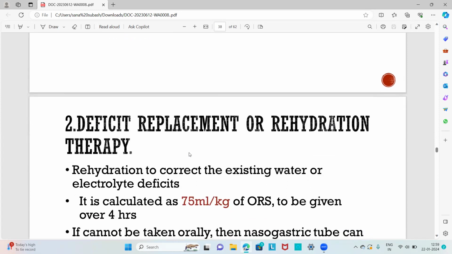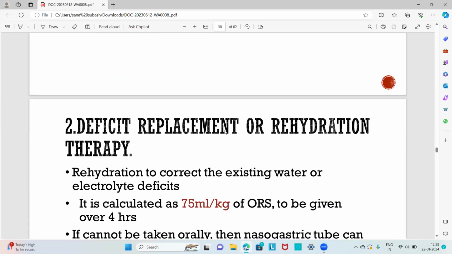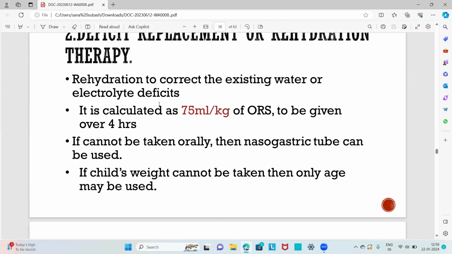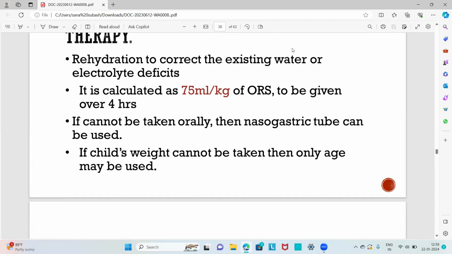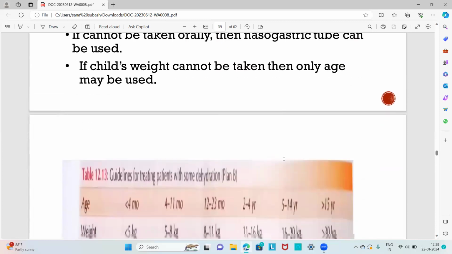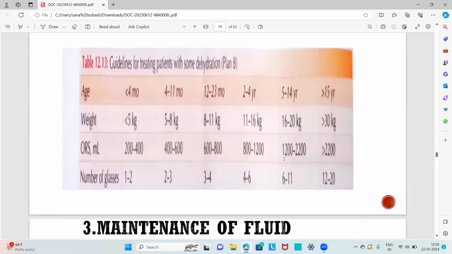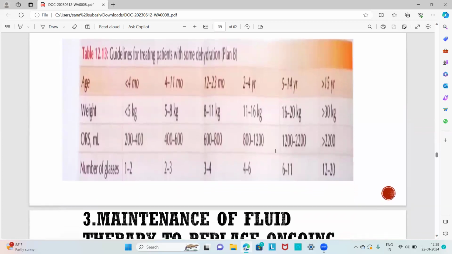The next fluid requirement is for the deficit replacement or the rehydration therapy. The rehydration is to correct the existing water and electrolyte deficit, that is, to replace the water loss. It is calculated as 75 ml per kilogram of ORS to be given over 4 hours. If the child cannot take it orally, then a nasogastric tube can be used. If the child's weight cannot be taken, then only age may be used. So these are the guidelines for treating patients with some dehydration according to age.